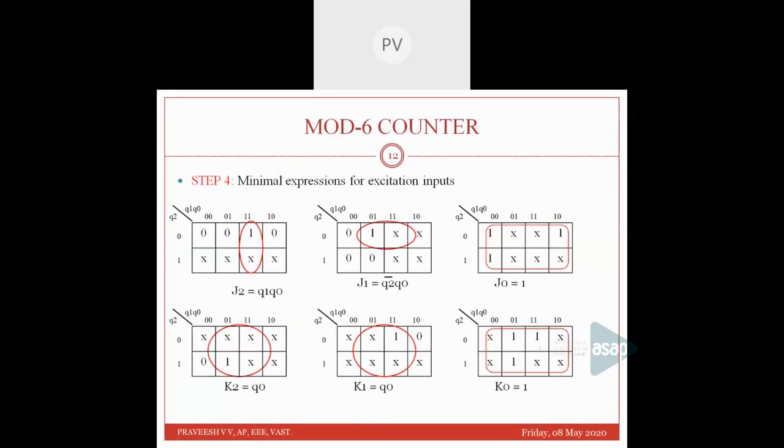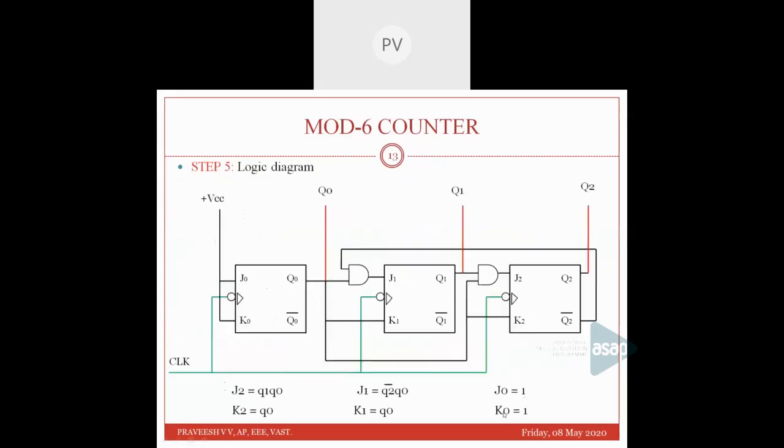So already we are having 3 flip flops: flip flop 2, flip flop 1, and flip flop 0. And the inputs to these flip flops are J2 K2, J1 K1, J0 K0. So we have obtained the simplified expression for all the excitation inputs. Now we have to implement. So implementation is next. Based on these equations, I have to implement the counter.